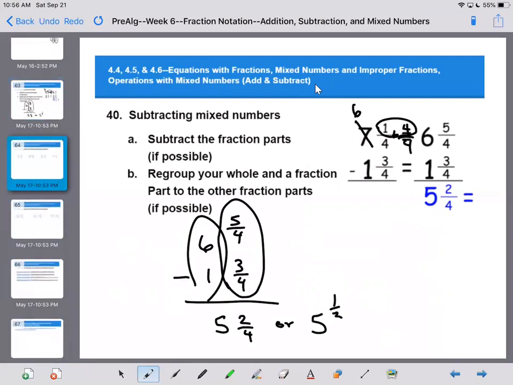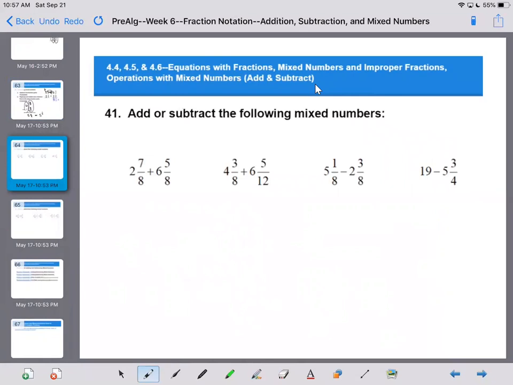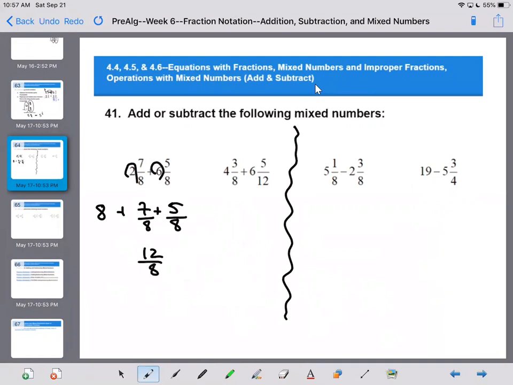So let's do some practice with that. Since we're doing these two, we're going to look at the addition first. So I would take the 2 and the 6, and I would make that 8. And now I'm adding 7/8 plus 5/8, and so the denominators are the same. So that's going to give me 12/8. And so let's just change 12/8 into a mixed number. So that's going to be 1 4/8 or 1 1/2. So I've got 8 plus 1 plus 1/2. So 9 1/2 would be my answer.